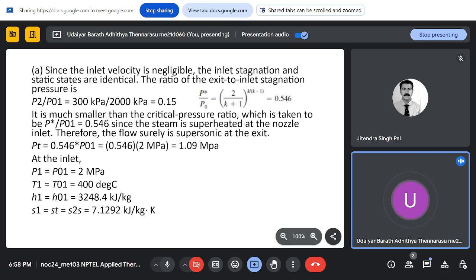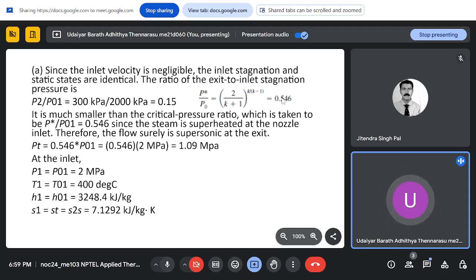So for this, my pressure ratio, P star by P naught, where P naught is 2000, so P star should be at higher pressure. Our pressure is much lower. So this basically says that my exit condition is supersonic.